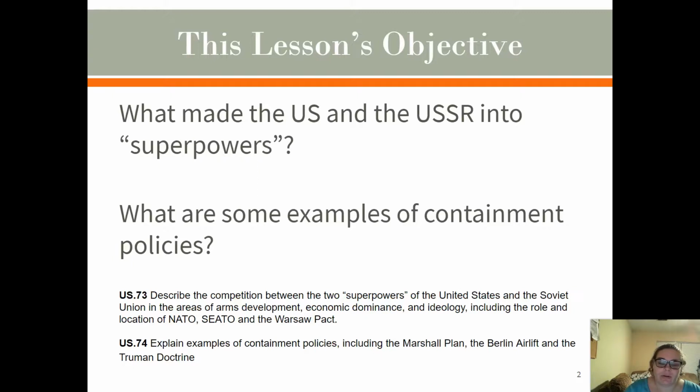So the standards we're working with today are Tennessee U.S. History Standards 73 and 74, which are describing the competition between the two superpowers of the United States and the Soviet Union in the areas of arms development, economic dominance, ideology, role and location of NATO, SEATO, and the Warsaw Pact. Okay. I know you don't know what those are yet, but you will in a second. And explain containment policies, including the Marshall Plan, Berlin Airlift, and the Truman Doctrine.